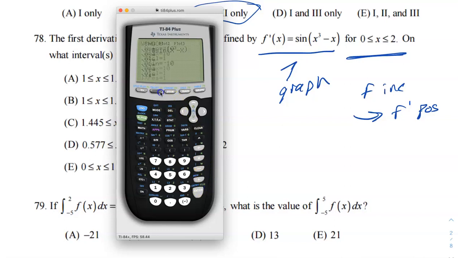Now before I graph, I'm going to change my window from 0 to 2. So my x should go from 0 to 2. I might have to change my y. It's probably a little too small, because I should probably go from -1 to 1. That's my amplitude. But we'll see how it looks.